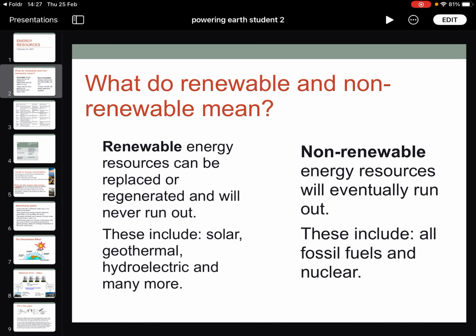So the first thing we're going to look at is renewable and non-renewable. They're basics, I'm hoping you know these already. Renewable energy sources can be replaced or regenerated. The important thing is that they will never run out. Examples include solar, geothermal, hydroelectric, and many more: wind, wave, tidal, etc. Non-renewable energy sources will eventually run out. They can't be replaced. These include all fossil fuels and nuclear. People quite often forget nuclear from the non-renewable side.